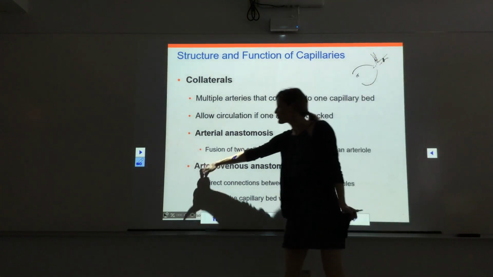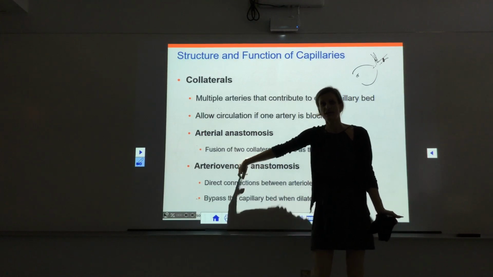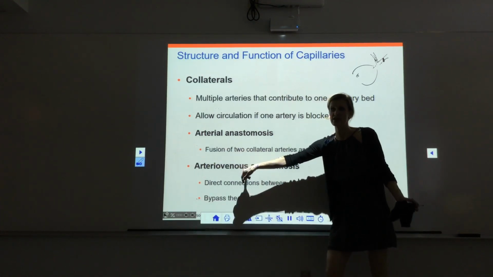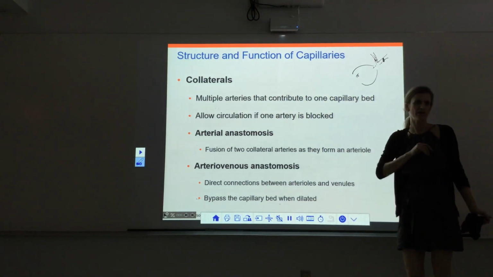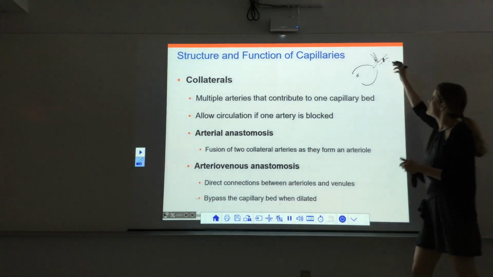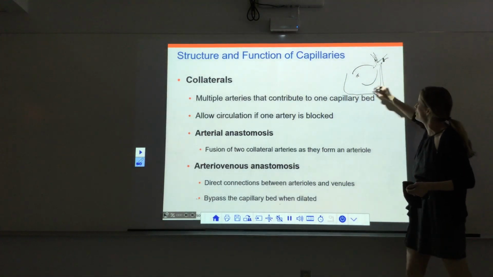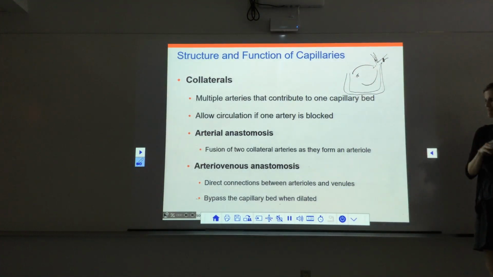An arteriovenous anastomosis is a connection that goes directly from the artery to the vein, and it skips the capillary bed altogether. So we can have another vessel that comes down like this, goes past, and then comes up into the venule. And it completely skips that capillary bed. And sometimes we need that to happen.